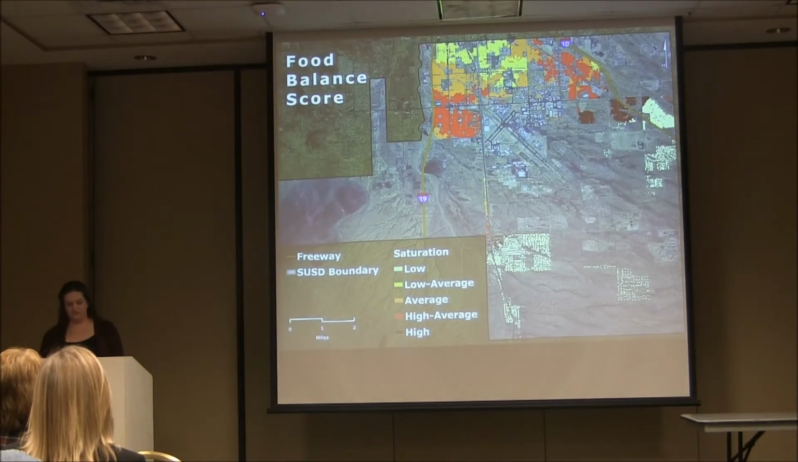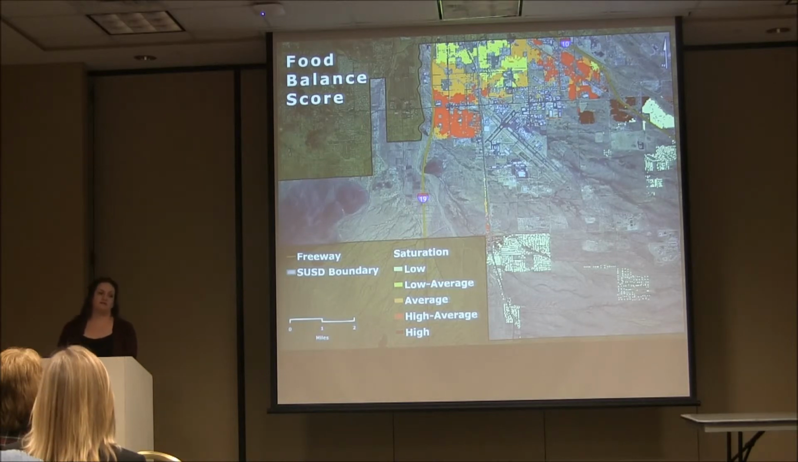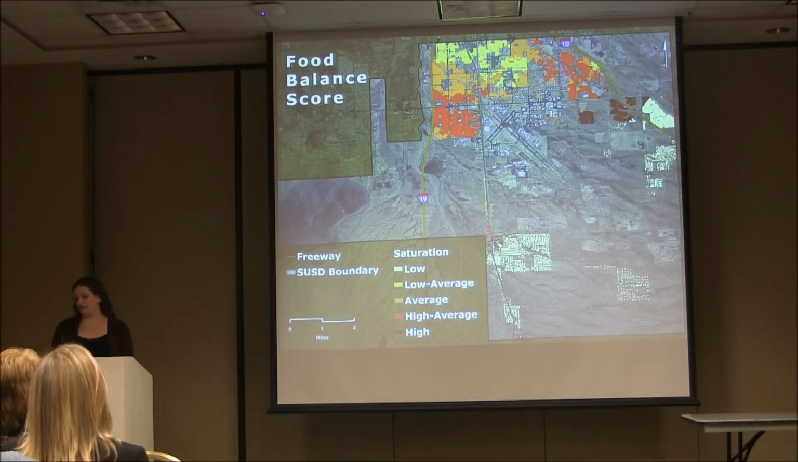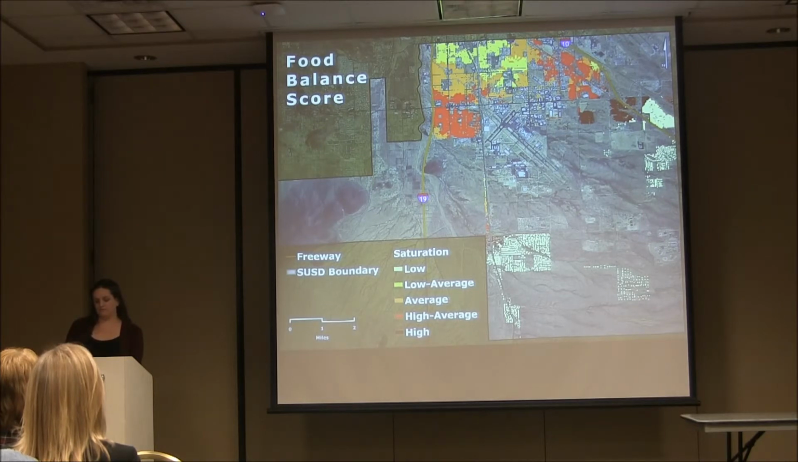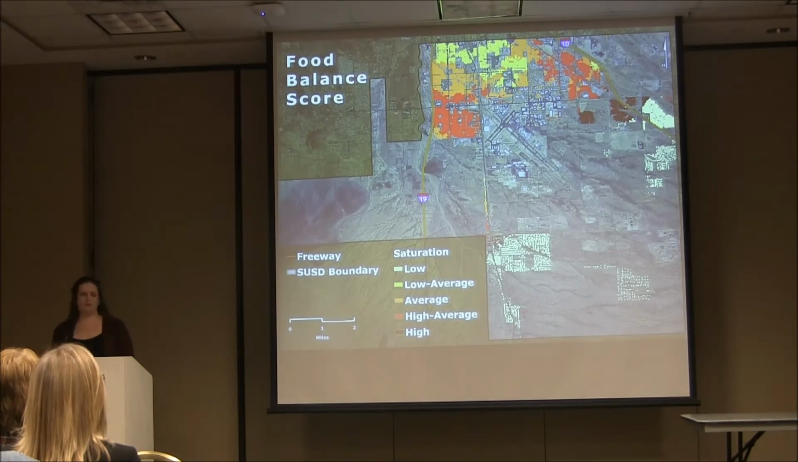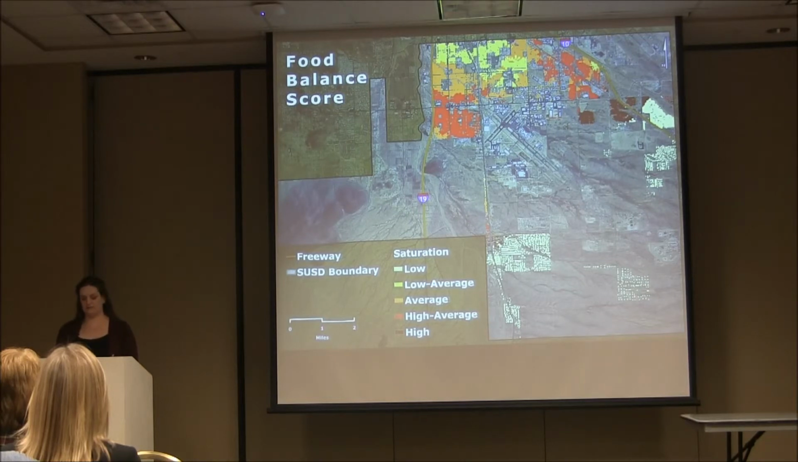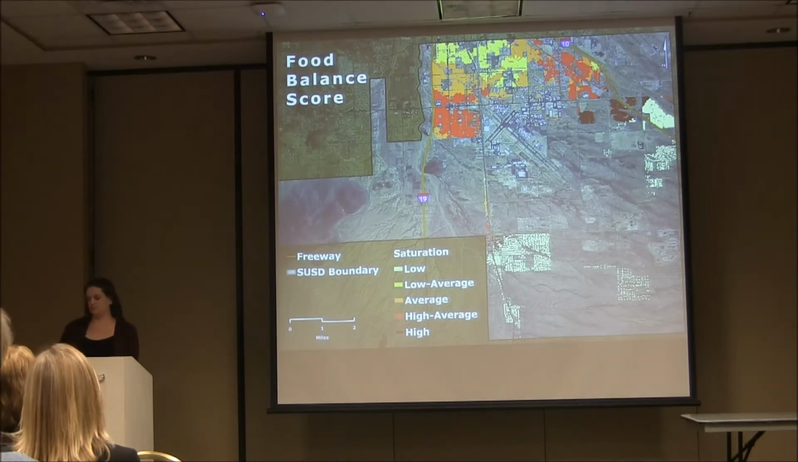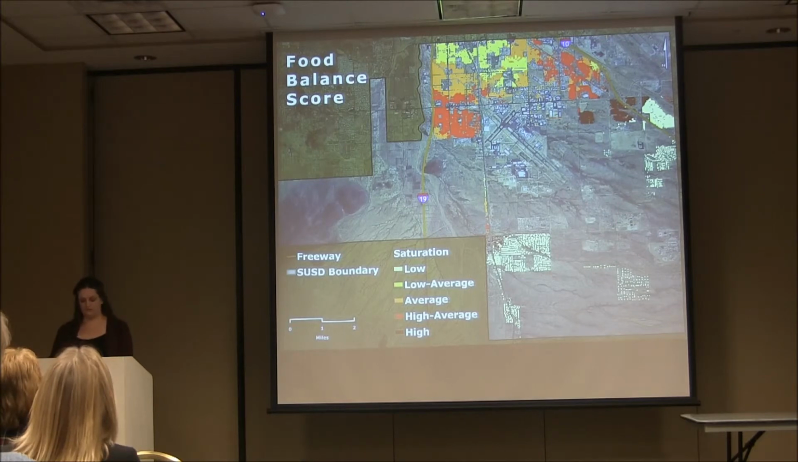So this is the result of the food balance score. And the high areas in this particular model are not good. They're highly saturated with fast food. So people living in these areas have greater access to fast food locations than they do to healthy food locations. And when there's more easy access to fast food, the health effects are sort of intensified. So this is a useful metric to determine what areas are more at risk for those health issues.